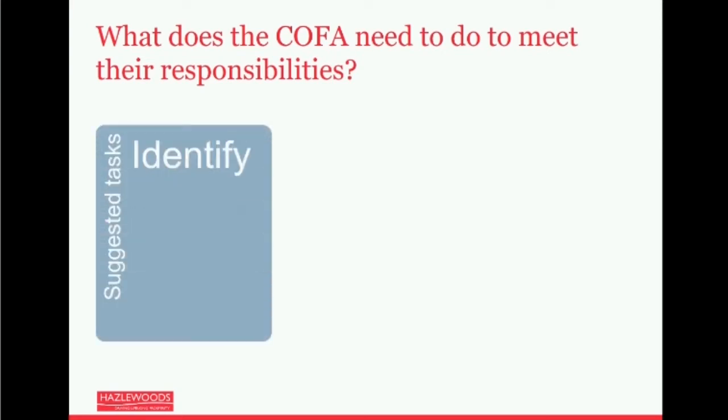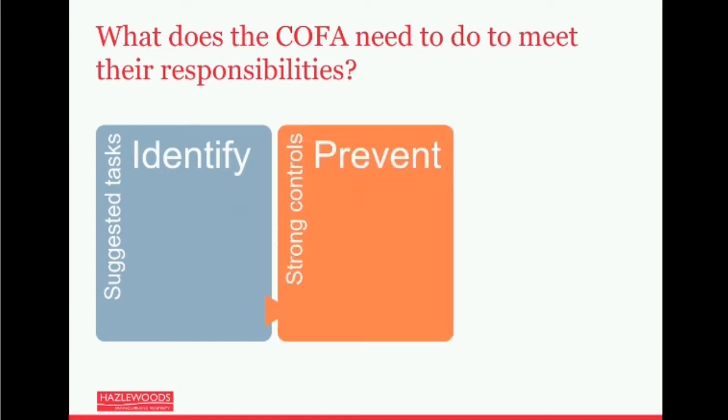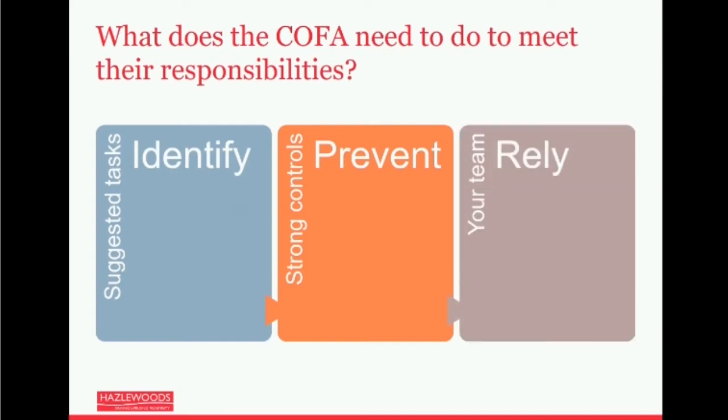By performing the suggested tasks, the COFA should ensure that they pick up breaches. Whilst not all breaches will be picked up this way, having strong controls in place will help to prevent them from occurring. You will also have to rely on members of your finance team to report any breaches they note to you as the COFA. Next, we'll look at what you do if breaches do occur.